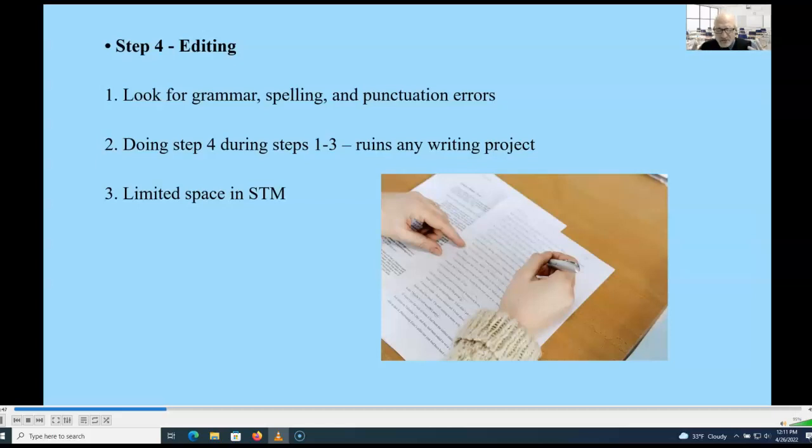We have limited space in short-term memory. If writers are editing or worrying about the mechanics at the pre-writing, drafting, and revising stage, the flow of ideas and the quality of writing suffers. Precious brain space that could be devoted to generating and connecting ideas will instead be used to worry about writing and mechanics.